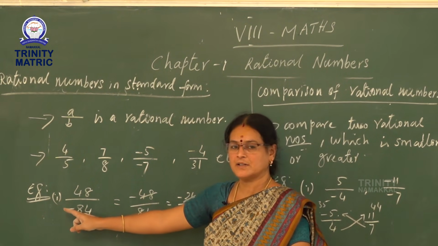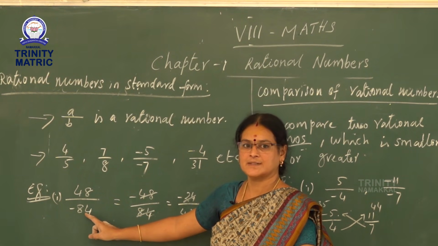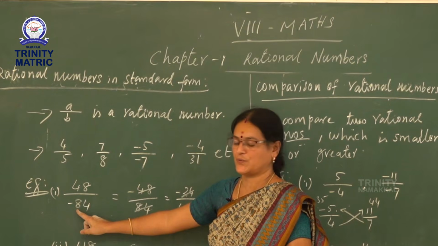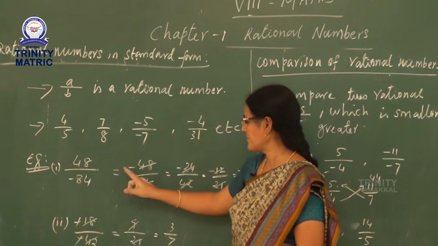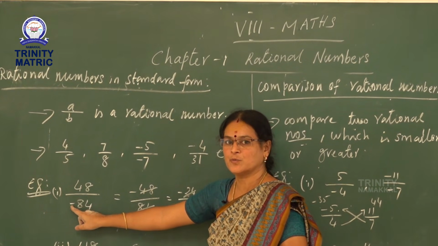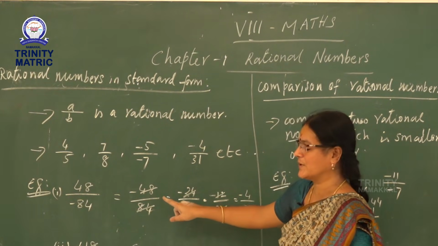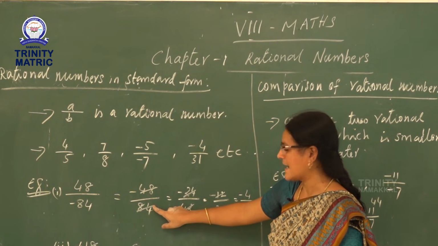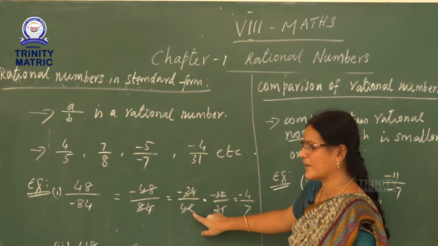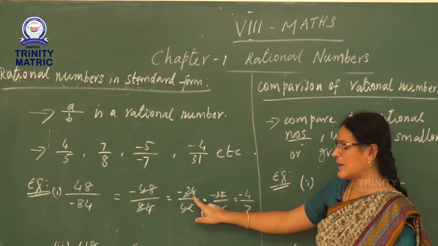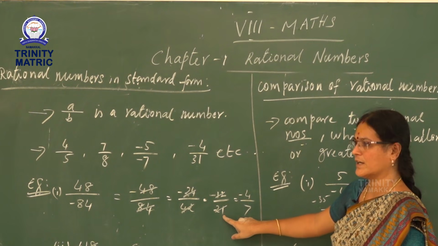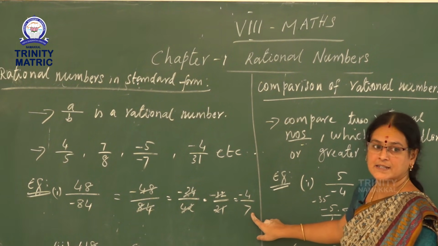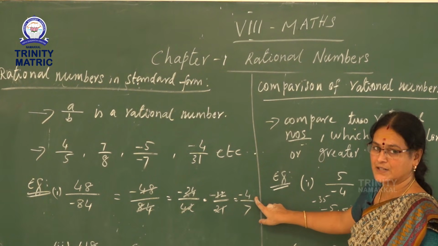I will give an example. Reduce to the lowest form and standard form. 48 divided by minus 84. First write the standard form. The negative denominator moves to the numerator. That is standard form. Minus 48 divided by 84. Numerator and denominator cancel by 2 table. Minus 24 divided by 42. Again it is divisible by 2 table. Minus 12 by 21. Now it is divisible by 3 table. Minus 4 by 7. It is the lowest form and the standard form.